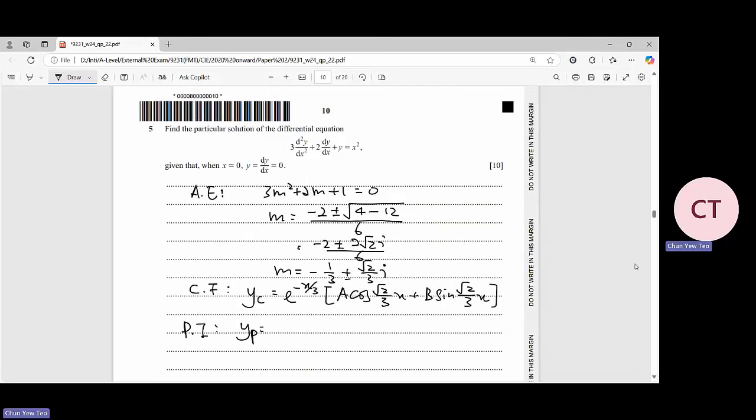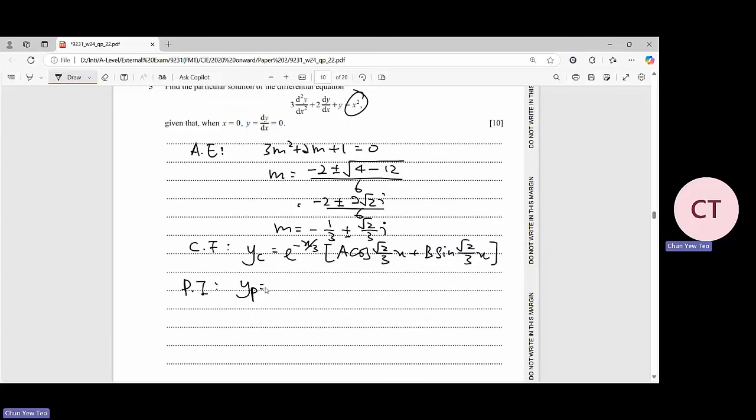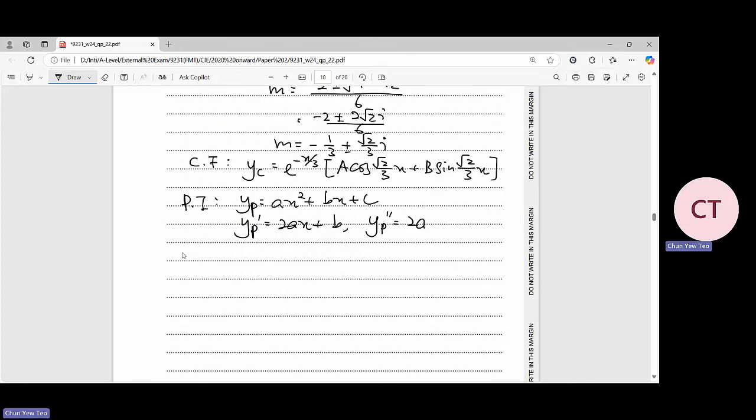We need to check the relationship in the equation over here. This one is x squared, quadratic. So for quadratic, we just put ax squared plus bx plus c. So I need to find y prime, 2ax plus b, and y double prime will be 2a. Replace this inside the original equation. It will be 3 of y double prime plus 2y prime, then plus yp, and it will equal x squared.